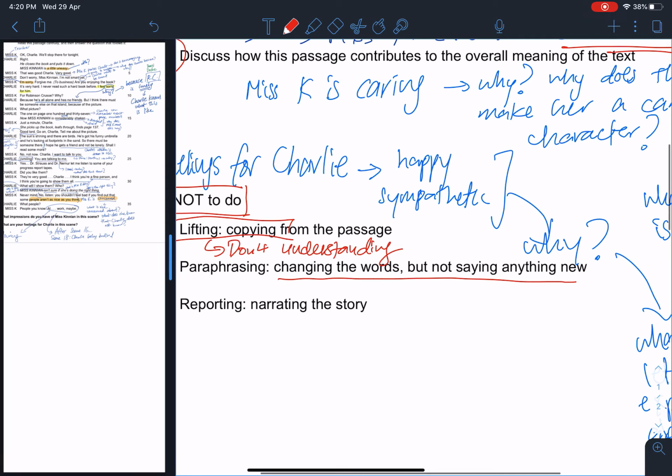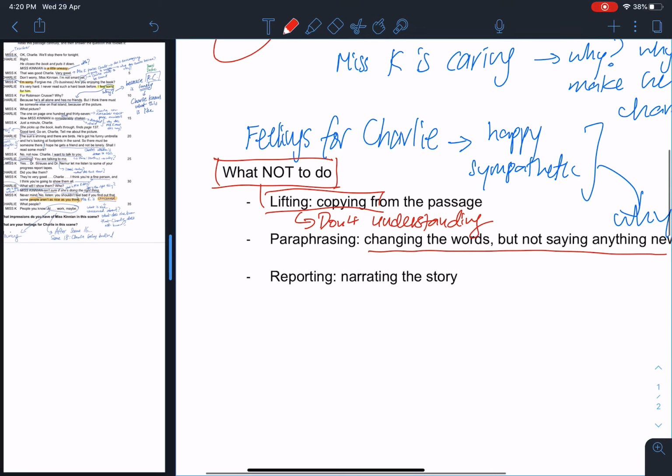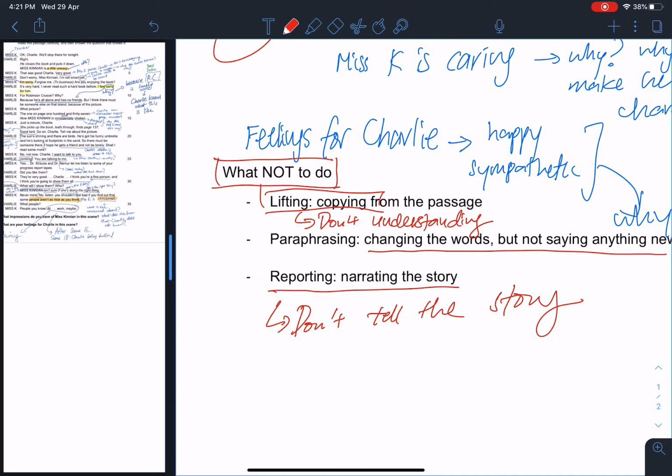Now, try not to just paraphrase. Your objective is to say something new. If you are just repeating the story to me, there's no point. That's what I mean by the last point, reporting. Don't tell the story. The assumption you should make is that the marker knows the story. What the marker doesn't have is your interpretation of the story. What do I understand from the story? What can you tell me about the story that I didn't know? That is what I want to find out.